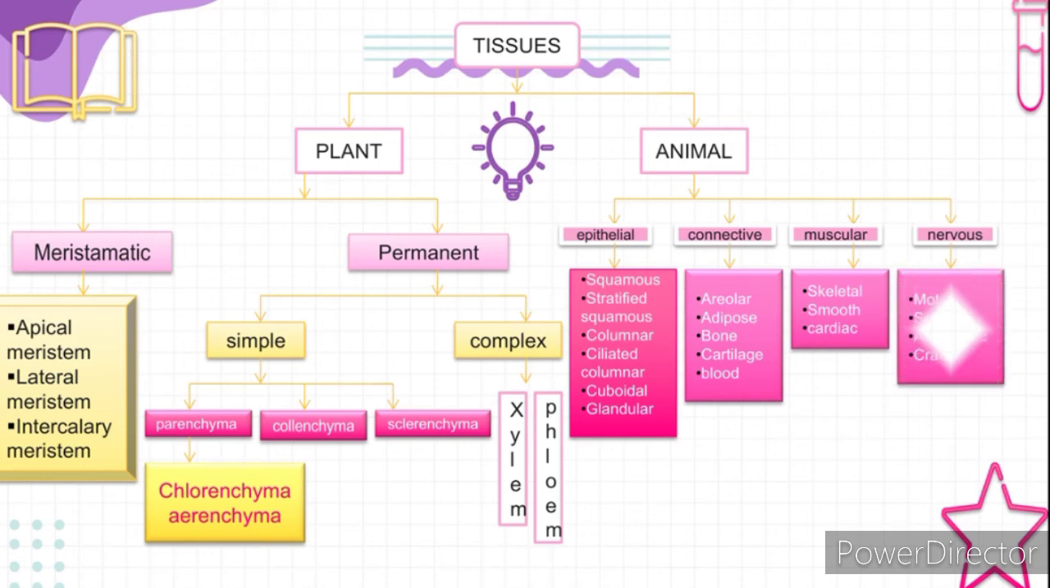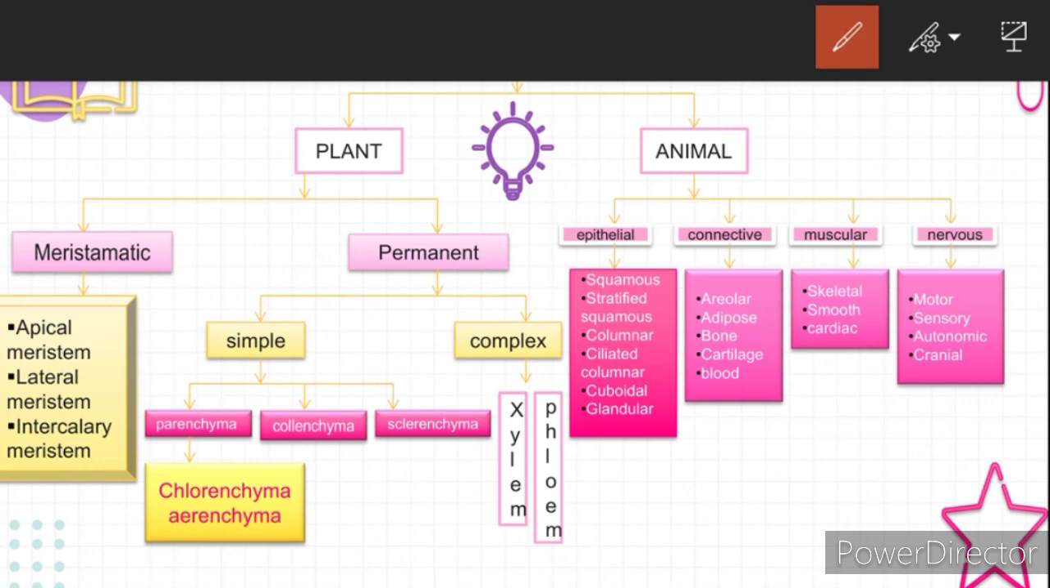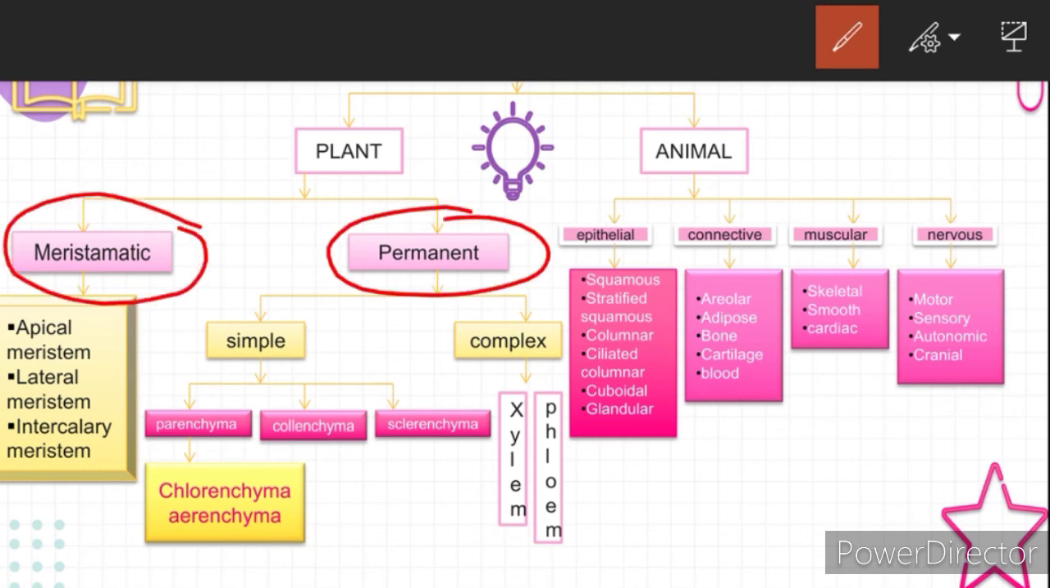Now, nervous tissue has subtypes: motor nerve, sensory nerve, autonomic nerve, and cranial nerve. Now these are the subtypes of nervous tissue. So guys, these are all the types and subtypes of each of them. So, plant tissues, one more recap. We have discussed the two types of plant tissues, their types and subtypes. Animal tissues, the four types of animal tissues with their types and subtypes.